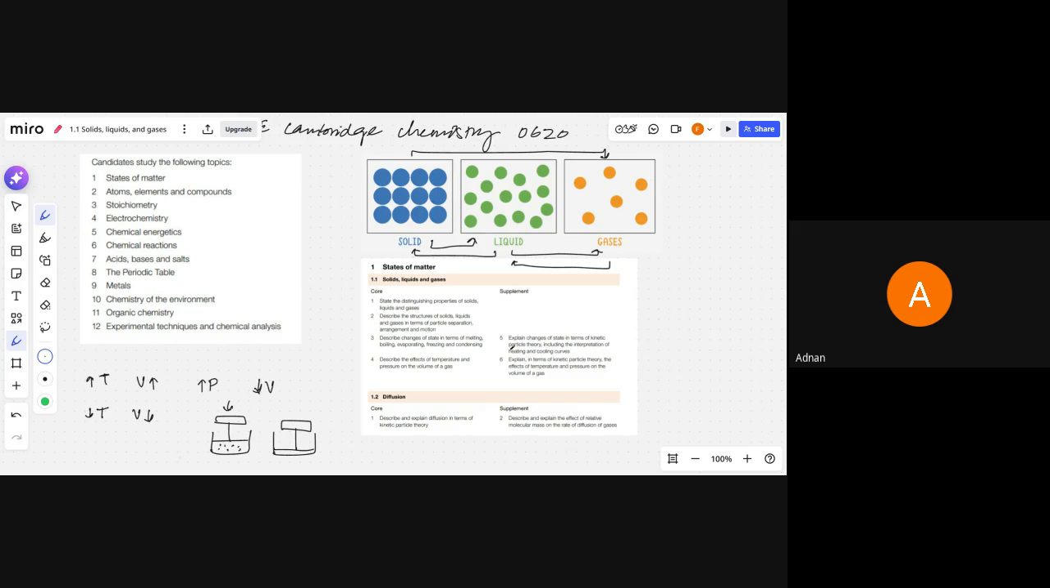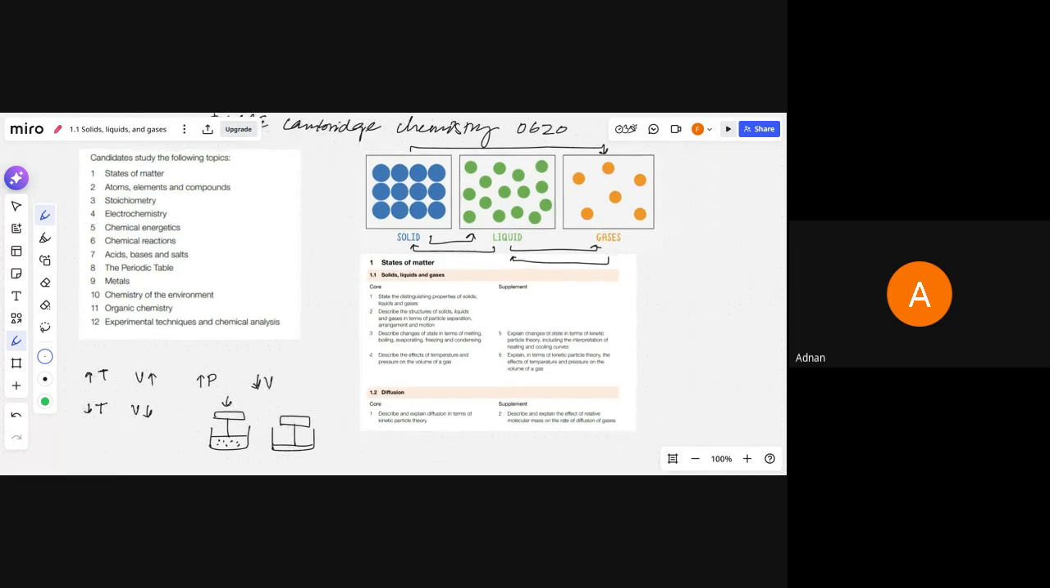So now, some topics from the extended syllabus, which says: explain changes of state in terms of kinetic particle theory, including the interpretation of heating and cooling curves. So basically, kinetic particle theory models the 3 states of matter by representing the particles as small solid spheres. It can be used to explain melting, boiling, freezing, condensing, and sublimation.